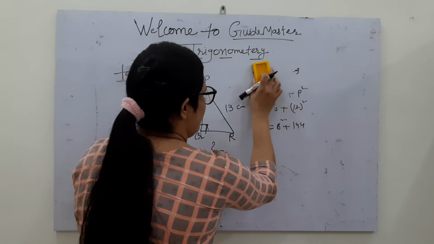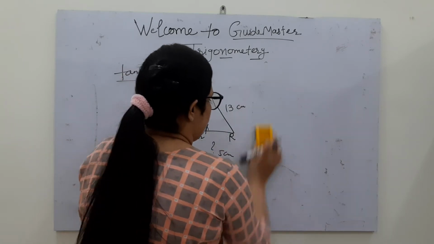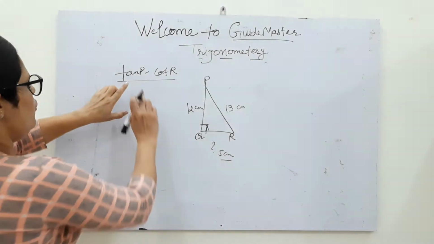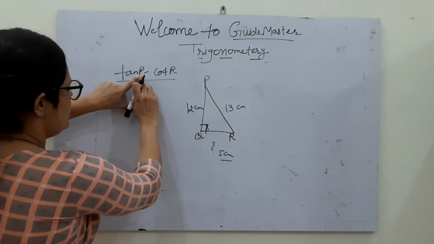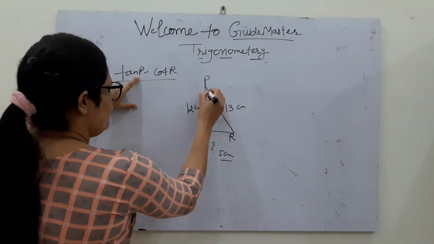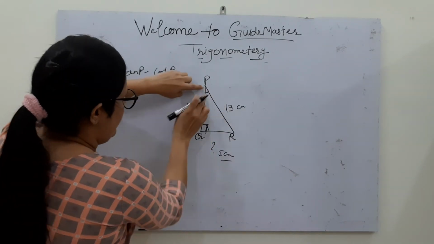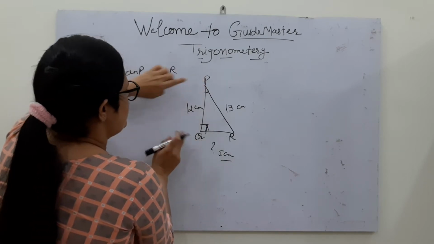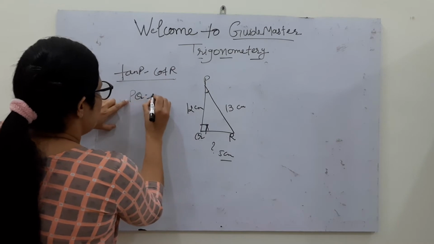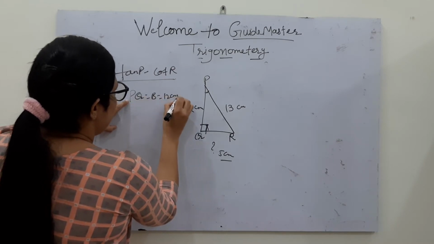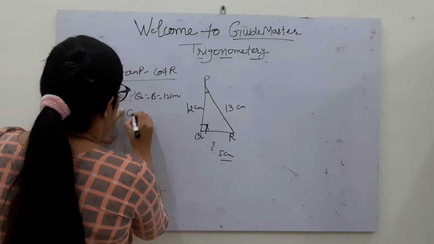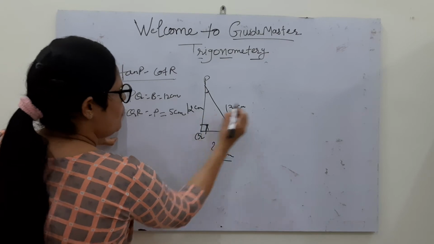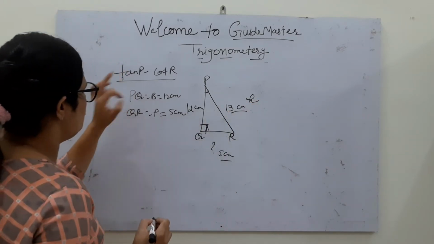But now if we want to calculate tan P, we are considering this angle. The angle is made on PQ, so we will take PQ as the base. Here PQ is the base, that is 12 centimeter, and this QR becomes the perpendicular, which is 5 centimeter. Hypotenuse is always the same.